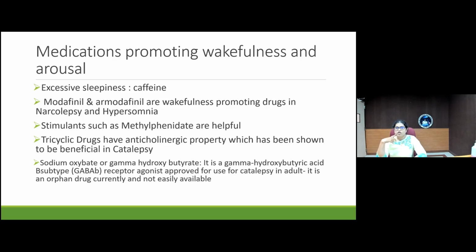Sodium oxybate or gamma hydroxybutyrate. It is a gamma hydroxybutyric acid, a GABA B receptor agonist, approved for the use of cataplexy in adults. It is currently an orphan drug and is not easily available. It is approved for adults, but in children it is not to be used at present, and it is one of the recently approved FDA drugs. So this is a brief overview of the medications that are used, but there are several other drugs that are prescribed, but these are the few FDA approved drugs that are used for promoting wakefulness and arousal.